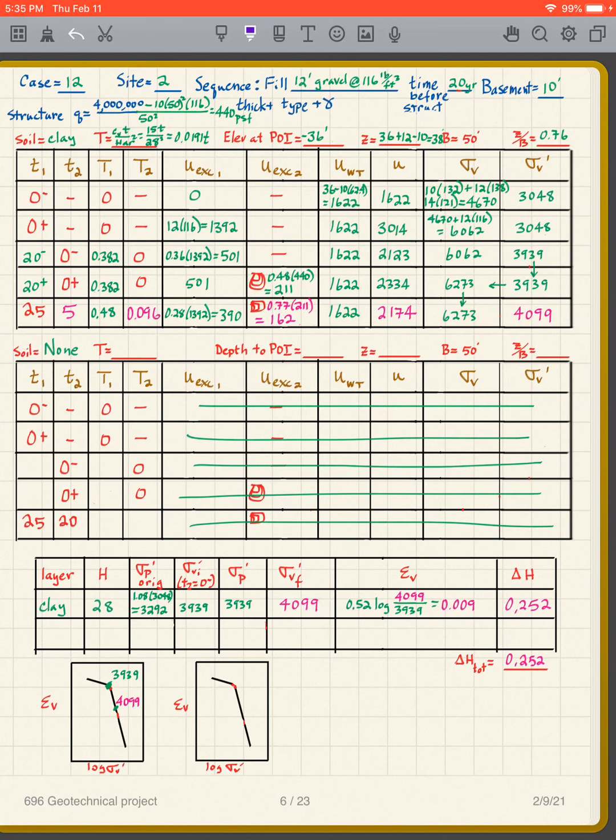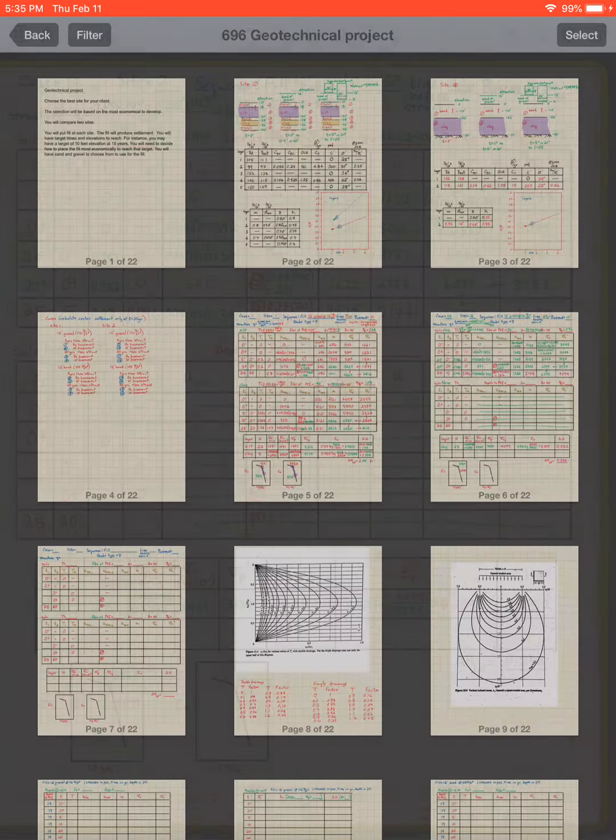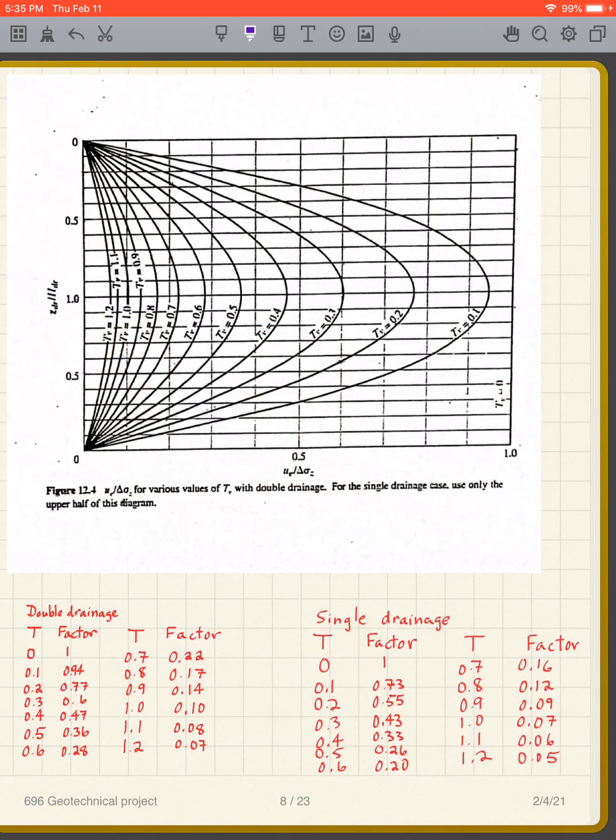And then my UXS, well, at T equals 0 plus, for the fill, it's again 12 times 116, 1392. And then I use this T to get that factor. And remember now, it's single drainage, so a T1 of 0.38 with single drainage, what do we have to do? Well, single drainage means what? Then I cross off the bottom part. I'm just using the top part.